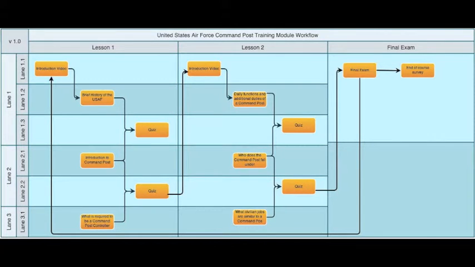daily functions and additional duties of command post, followed by a quiz, who does the command post fall under, followed by a quiz, what civilian jobs are similar to command post, and then if they pass all the quizzes, they move on to the final exam. If they pass the final exam, they can take a survey, or if they fail, they have to start all over again from lesson 1.